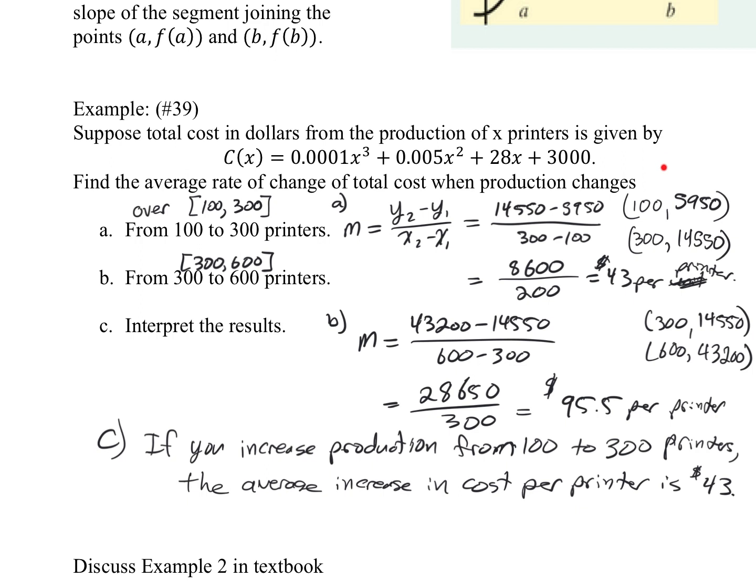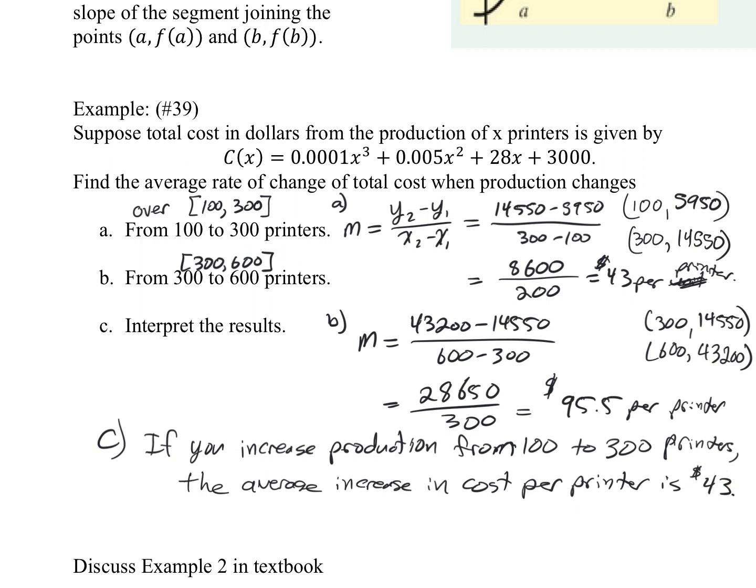And then you could plug in 102 and see how much that increased by. So what's the difference between 102 and 101? And that cost would increase, and you'll see that it progressively gets a little bit more expensive every time we make a new printer. But if you average out all of those results from 100 to 300, what we would get is an average increase of $43 per printer.